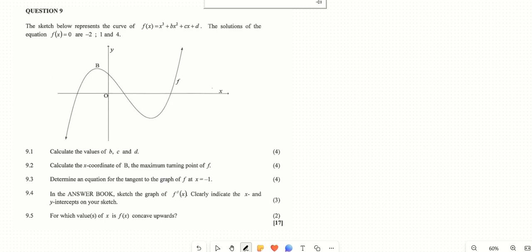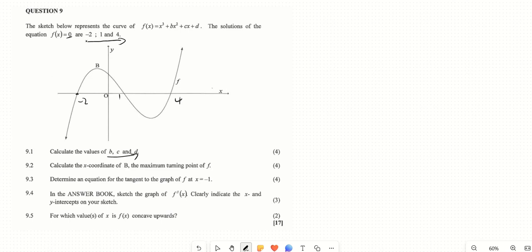Okay, the sketch below represents the curve f of x equals x cubed plus bx squared plus cx plus d. The solutions for the equation f of x equals 0 are -2, 1 and 4. So these are the solutions when f equals 0, meaning these are the roots: this is -2, this is 1, this is 4. Now let's calculate the value of b, c and d, in other words, determine the equation.